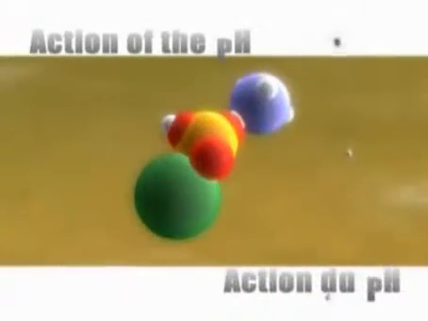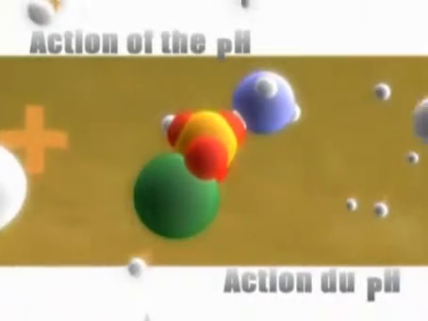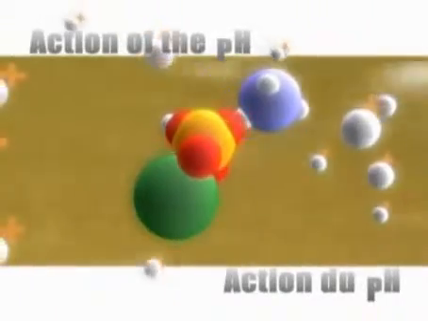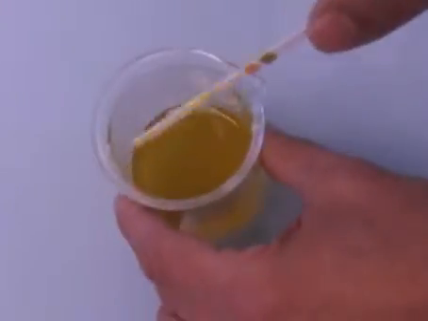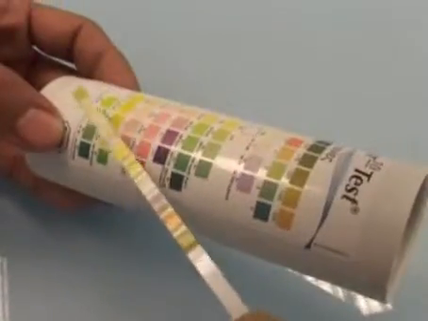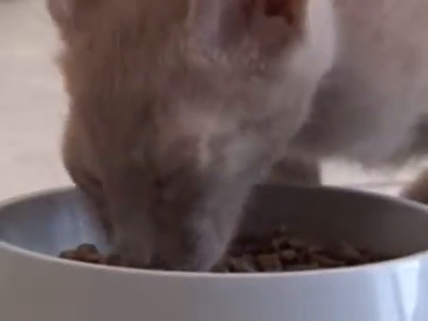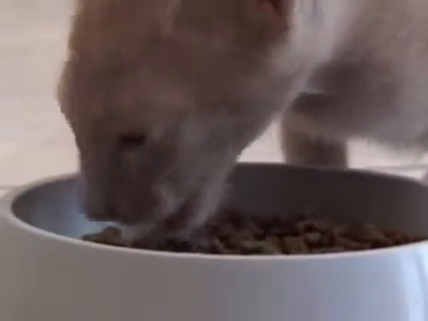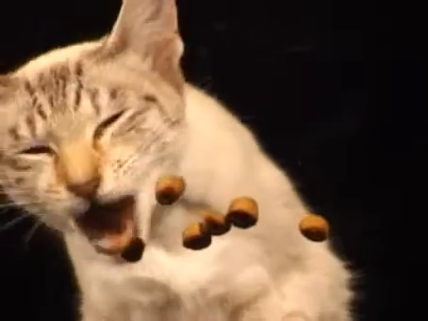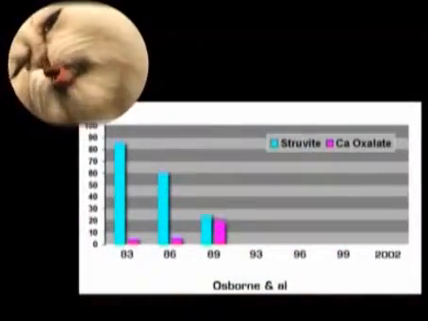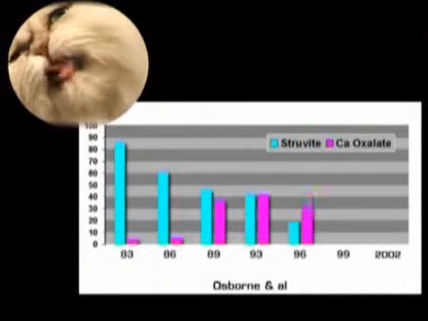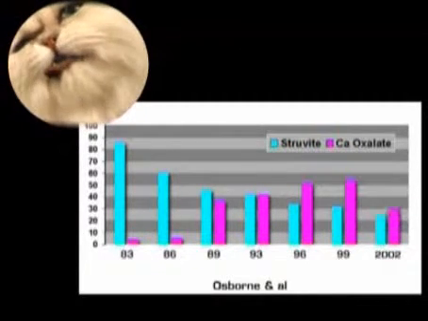Among the most frequent stones, struvite has the property of being dissolved by acidity. For a long time, urinary pH was considered as a good indicator for assessing the risk of urinary stone. Most cat food was acidified for the purpose of preventing struvite, and indeed prevalence of these calculi decreased, but at the same time, calcium oxalate stones increased. Today, pH is not a sufficient indicator for urinary stones.